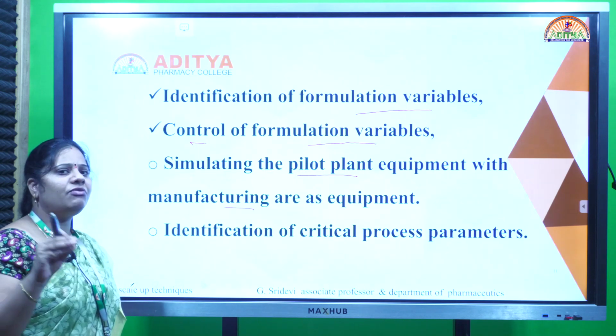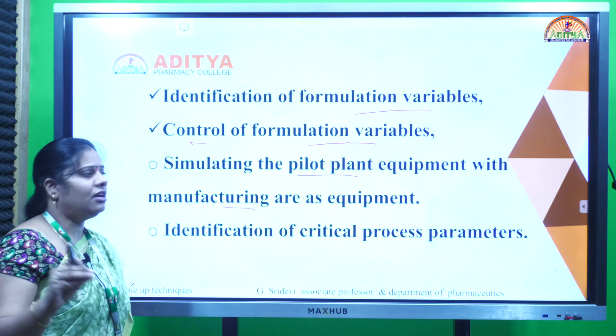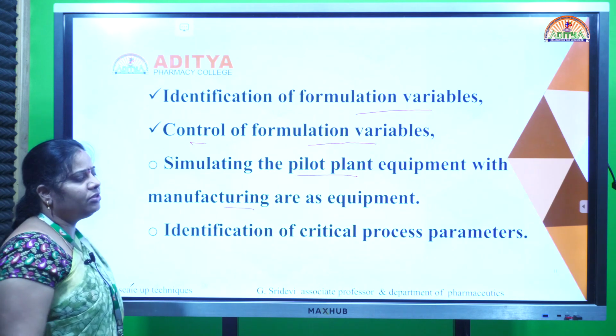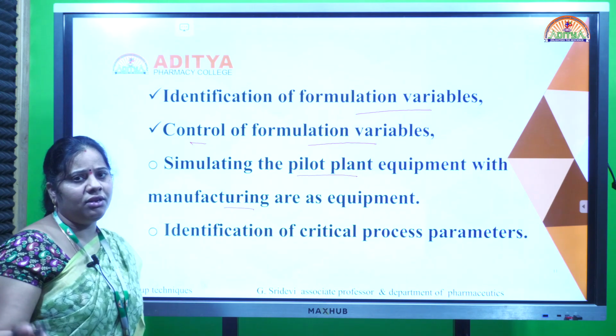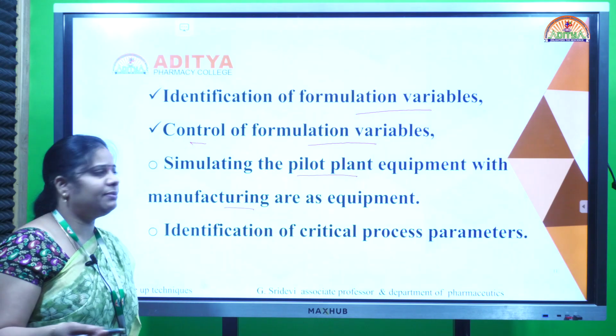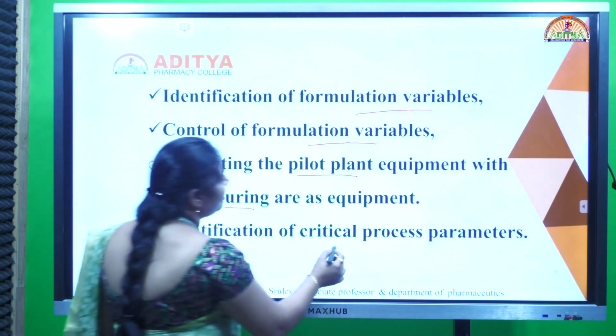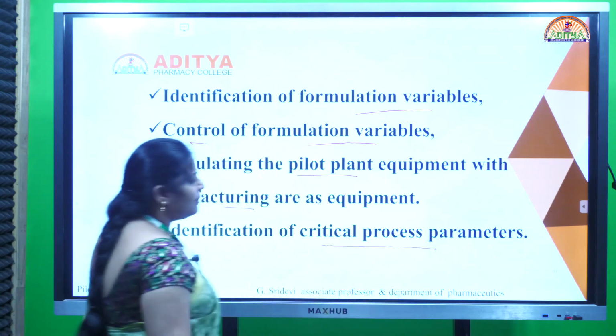So that's why the same working principle will be there, but the equipment size will differ. According to that, they check what type of equipment is suitable based upon the physicochemical properties of the API and the excipients they are selecting. And next one, identification of the critical process parameters.